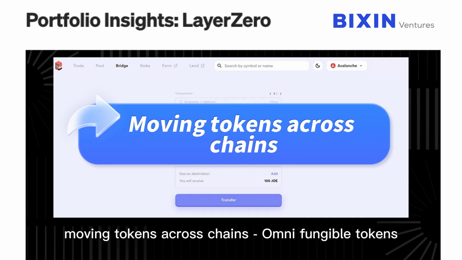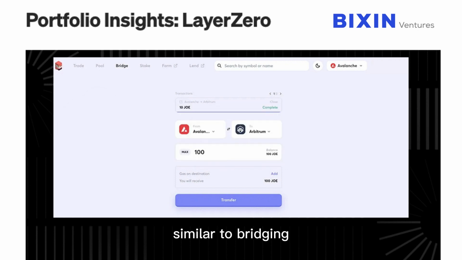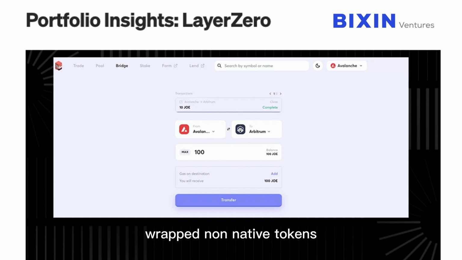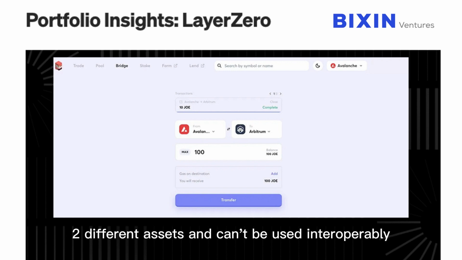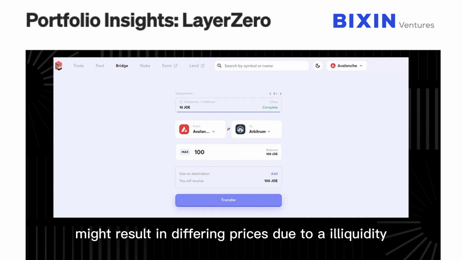Moving tokens across chains: omnichain fungible tokens. Similar to bridging, moving tokens across different chains typically involves wrapped non-native tokens, which affects the composability and also the fragmentation of liquidity. For instance, UNI tokens on Ethereum and UNI tokens on Avalanche are two different assets and can't be used interoperably in applications. For long-tail tokens, this might result in differing prices due to illiquidity.